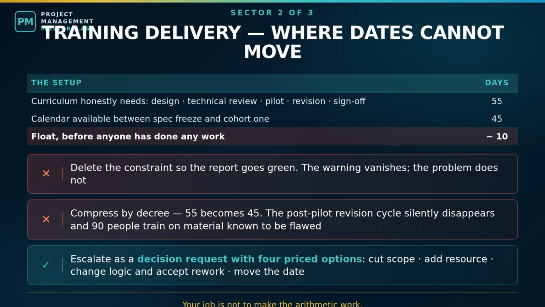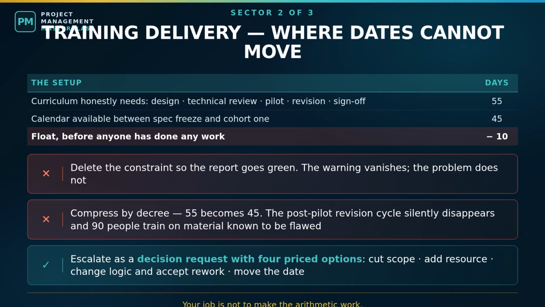Here is a shape I see often. Curriculum development for a new module honestly needs 55 working days. Content design, technical review, pilot delivery, revision, sign-off. The functional specification is not frozen until a certain date, and the first cohort starts 45 working days after that, 55 days of work, 45 days of calendar. The schedule reports minus 10 days of float before anyone has done anything.